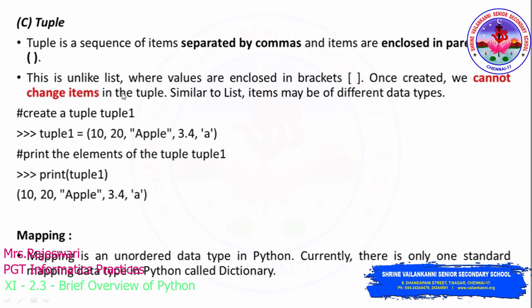Regarding these concepts, you will study in detail in the further chapters. So just look at this example of tuple. tuple equal to 10, 20, apple. So this also can consist of different values belonging to different data types, which I have enclosed within parentheses. And if you try to print the values, print of tuple, what will happen? The same value gets printed.